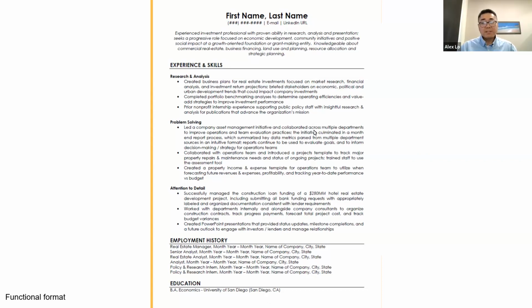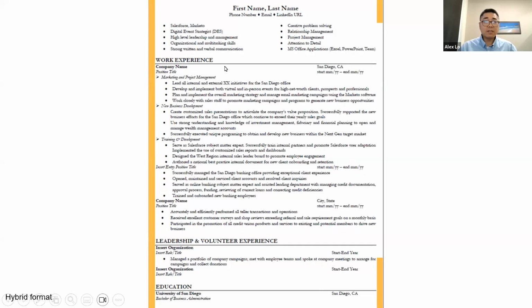Okay, so if you really want to highlight your transferable skills, what I recommend is a hybrid format. So now this is a hybrid format that largely follows the chronological resume structure, has a job title and a company name, and the responsibilities and the impact and the results all have bullet points specifically under each job.